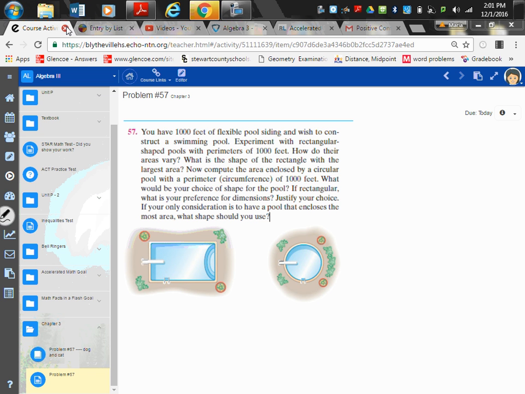So it says experiment. So no two people in this classroom should have the same answer. I'm going to start with one of my sides being 10. So if that side is 10, this side is 10, I have to find out how much that side will be. To find the perimeter, you add all your sides. So I know x plus x is 2x, and 10 plus 10 is 20, and that has to equal 1,000. So 2x plus 20 equals 1,000.